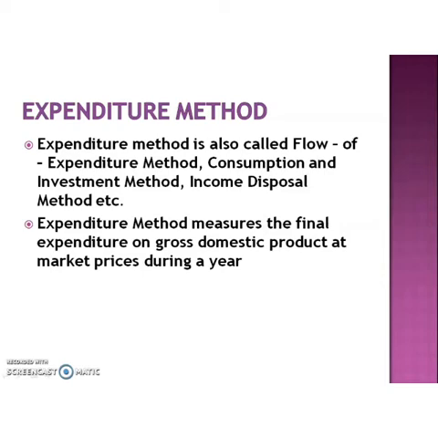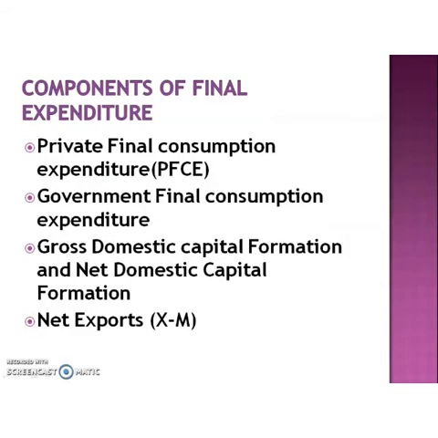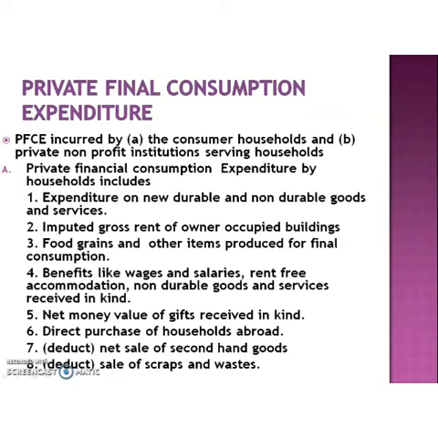So there are four components of final expenditure. They are private final consumption expenditure, that is PFCE, government final consumption expenditure, gross domestic capital formation and net domestic capital formation, and also net export, X minus M. Here X indicates the export and M is for import. Okay, so let's have a detailed discussion on these components of final expenditure. So first one, private final consumption expenditure.